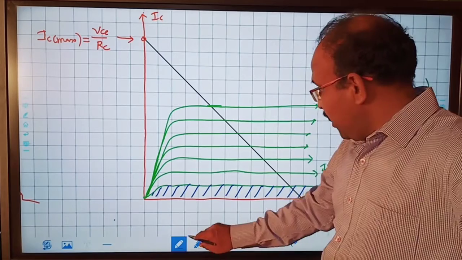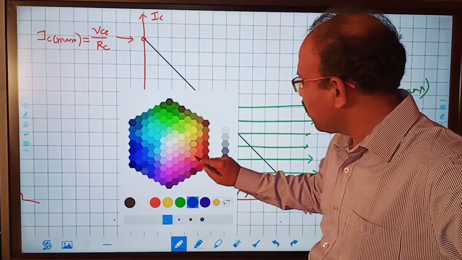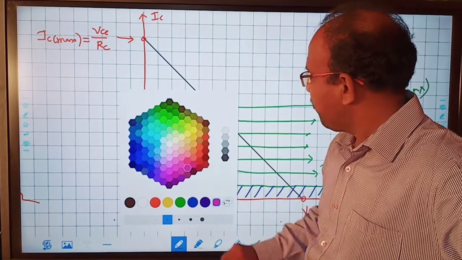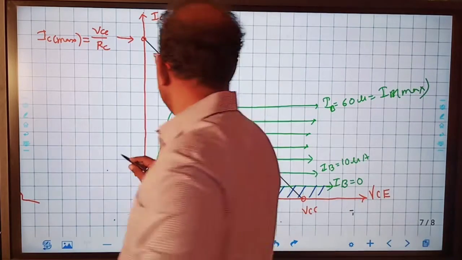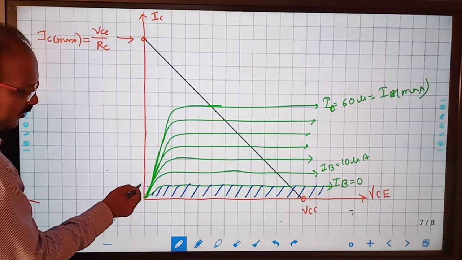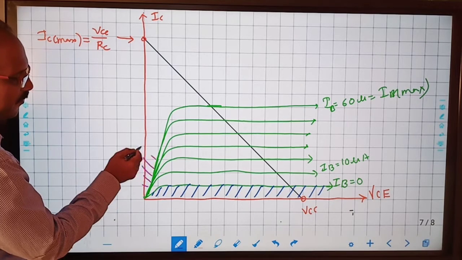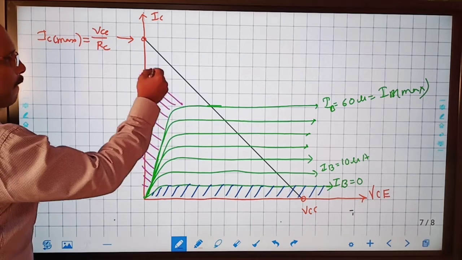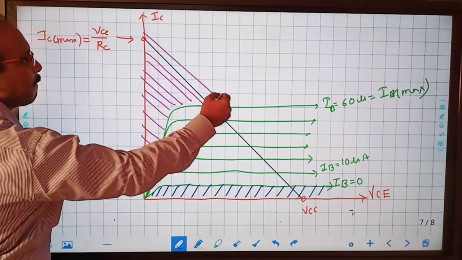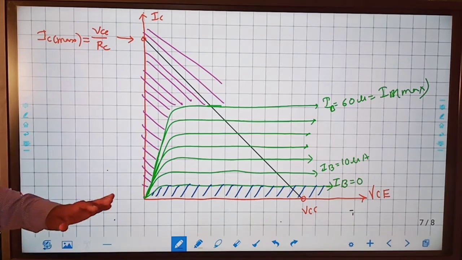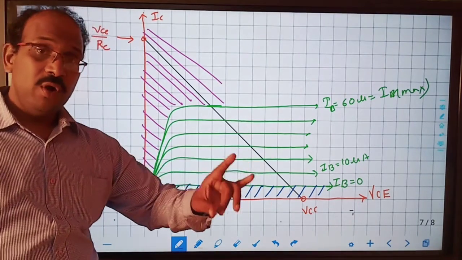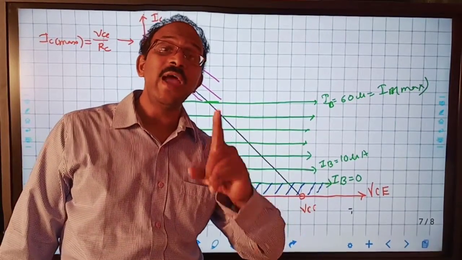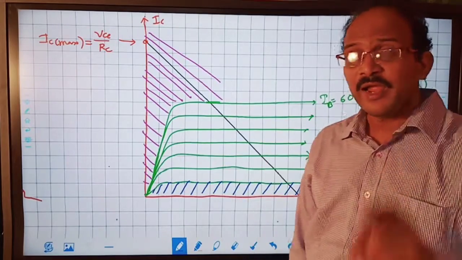Okay, and here I mark this region. This region is saturated region. And see, as I told in first or second lecture, I don't know, but transistor should be operated in active region. Transistor shouldn't enter in cutoff region.